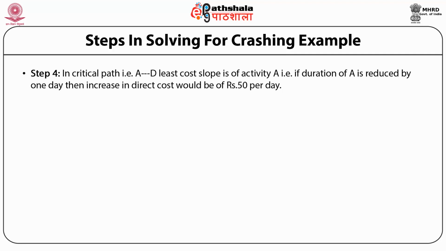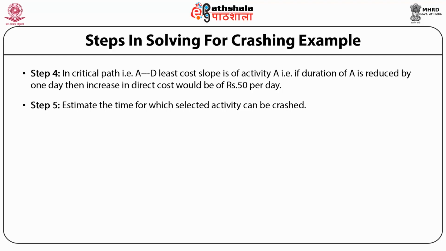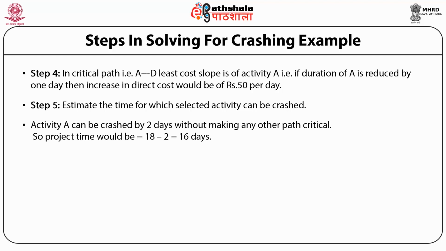Step 4. In critical path, that is A to D, least cost slope is of activity A, that is, if duration of A is reduced by 1 day, then increase in direct cost would be 50 per day. Step 5. Estimate the time for which selected activity can be crashed. Activity A can be crashed by 2 days without making any other path critical. So project time would be 18 minus 2 equal to 16 days.